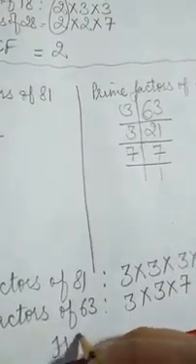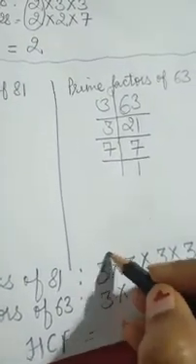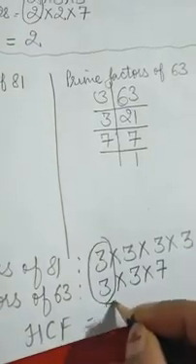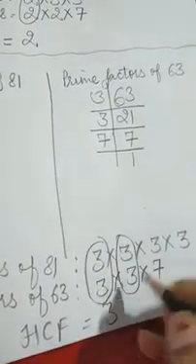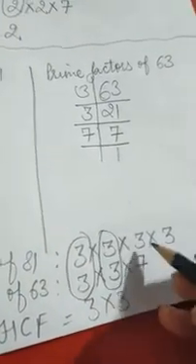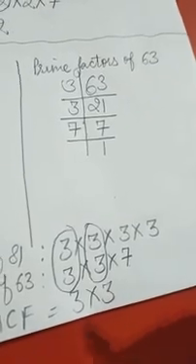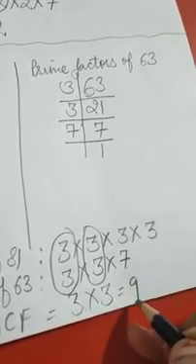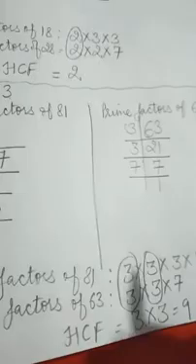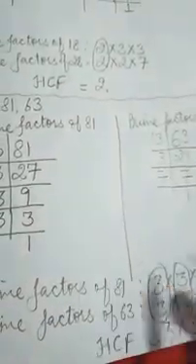Then what will be the HCF? Here 3 is common. We will write this. One more 3 is common. Multiply by 3. Any other number is not common. Now 3 times 3 is 9. So the HCF of 81 and 63 is 9.